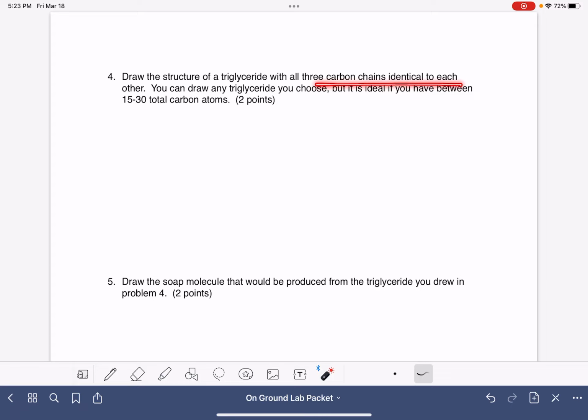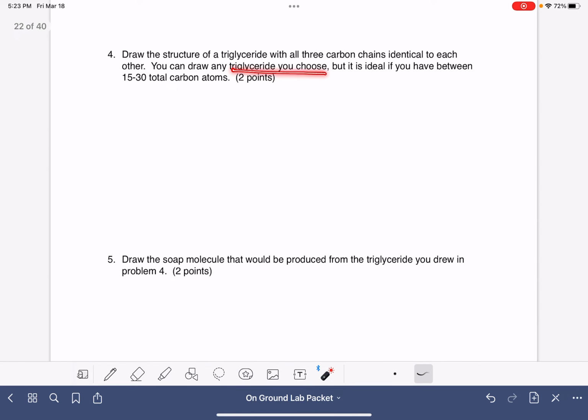And then last but not least, you're going to draw the structure of a triglyceride or a triacylglyceride that has all 3 carbon chains identical to each other. Whatever you want, you can draw in line structure or condensed. It's totally up to you.